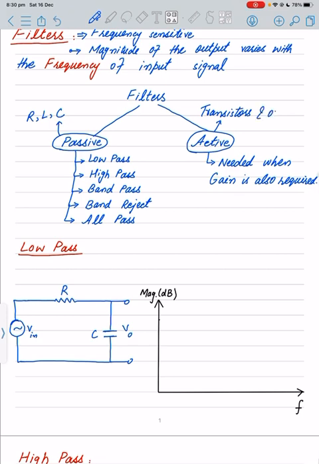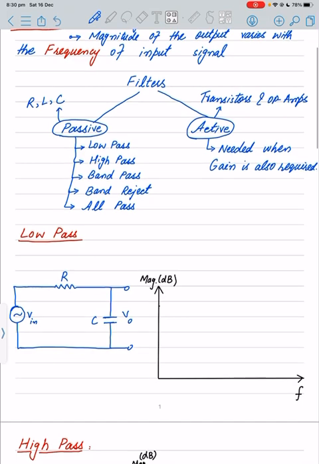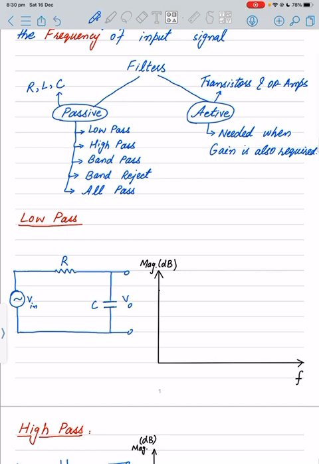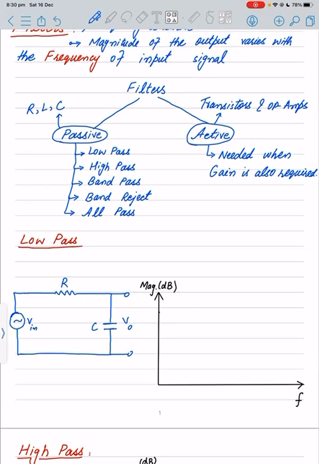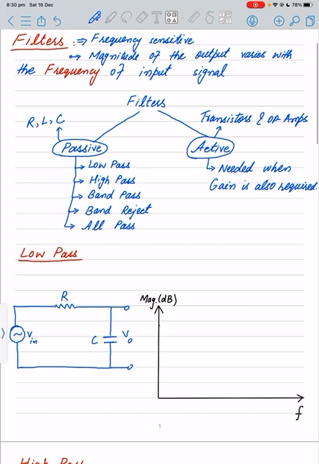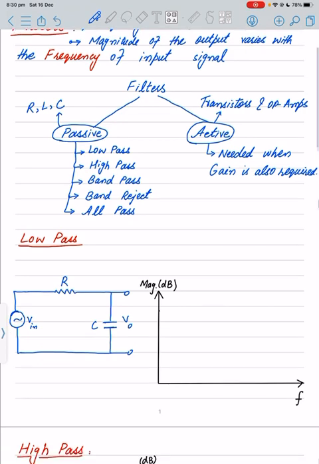and operational amplifiers. We have studied that for their biasing we have to apply an external power source. That's why we call them active devices, and these devices are needed when we also want some gain at the output, or in conditions when we don't want to lose the strength of our input signal. For that particular application we need the active filters.